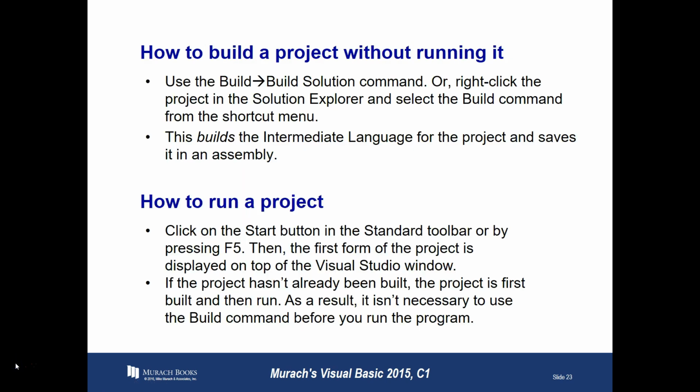In this slide we take a look at how to build, and I went over this when I was demonstrating Visual Studio. For our build command, you can build without running it, and all you have to do is right click on the project in Solution Explorer and select the build command from the shortcut list. This builds the intermediate language for the project and then saves it as an assembly, but it doesn't actually run the project, which is kind of nice. Most of the time though, I want to build and I want to run, so that's when I hit the F5 button, which I was telling you about earlier.